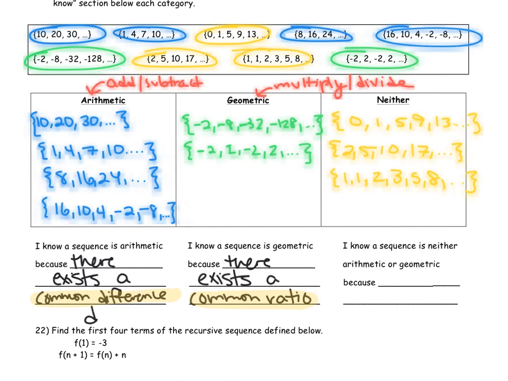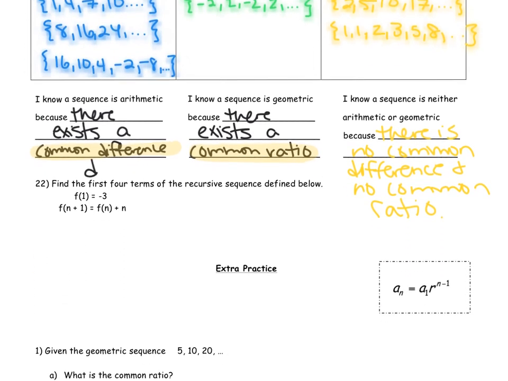And then we know something is neither arithmetic nor geometric because there is no common difference and no common ratio. All right? Okay, so let's just move on to some final practice problems, and you guys should be all good to go with geometric sequences, and hopefully this was a little bit of a refresher on your arithmetic sequences as well. So let's take a look here.